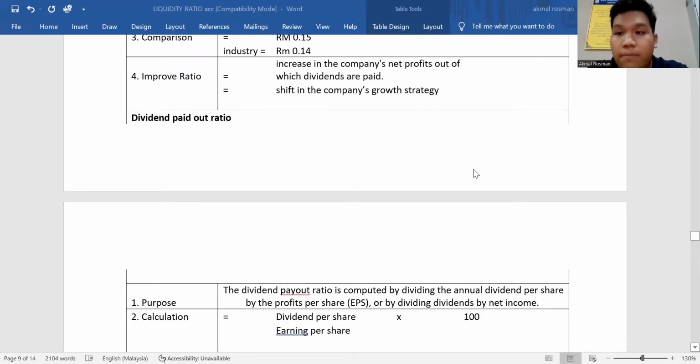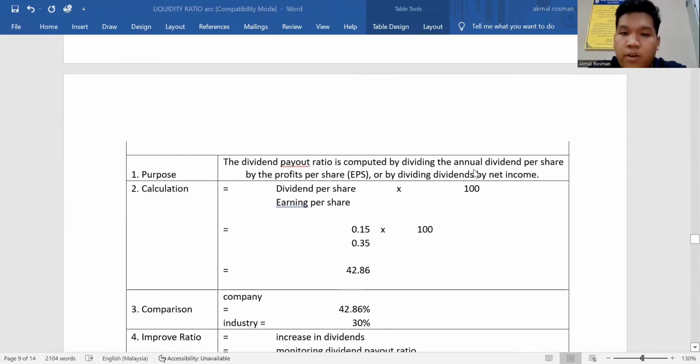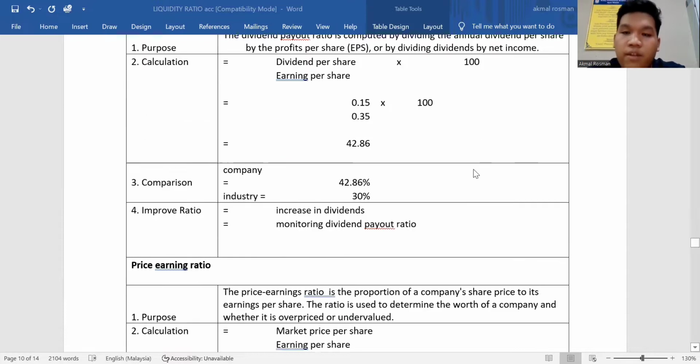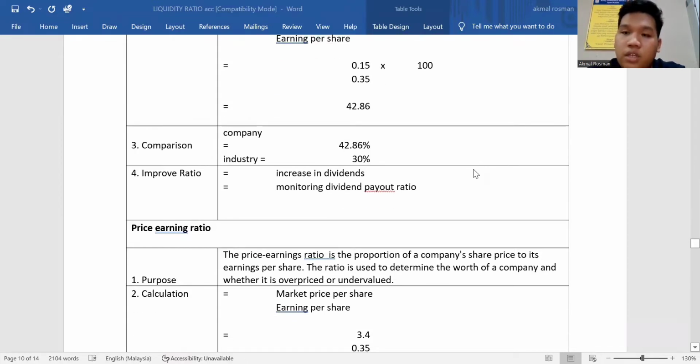The next one is dividend payout ratio. The purpose is computed by dividing the annual dividend per share by the profits per share, EPS, or by dividing dividends by net income. And the calculation is dividend per share divided by earning per share times 100. As you can see, 0.15 divided by 0.35 times 100 equals 42.86. Okay. For comparison, the company has 42.86% and industry has 30%. And to improve the ratio is an increase in dividends and monitoring the dividend payout ratio.